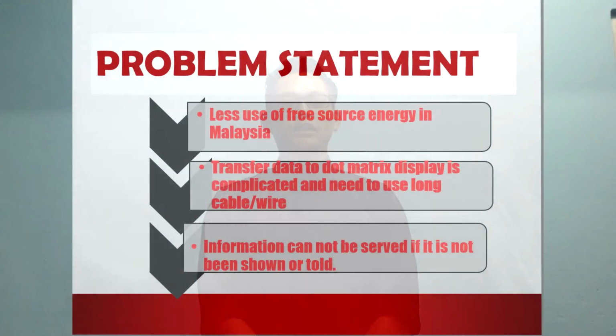For the problem statement, firstly, there is less use of free source energy in Malaysia. This is because we use sunlight to supply our project. Secondly, transferring data to a dot matrix display is complicated and needs a long cable and wire. Our project uses XBee to transfer the data. And third, information cannot be served if it is not shown or told.